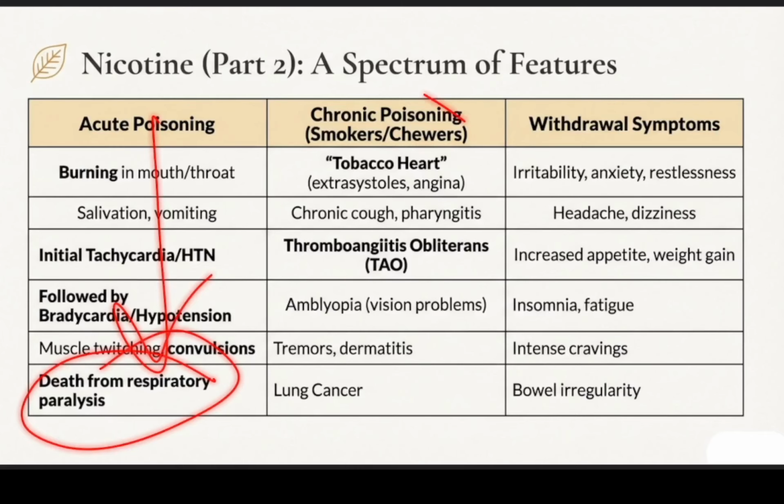Then we talk about chronic poisoning with smokers and chewers, the tobacco heart we can say, in which there is going to be chronic cough and pharyngitis, thromboangiitis obliterans, amblyopia, that's a vision problem, tremors, dermatitis, and even lung cancer.